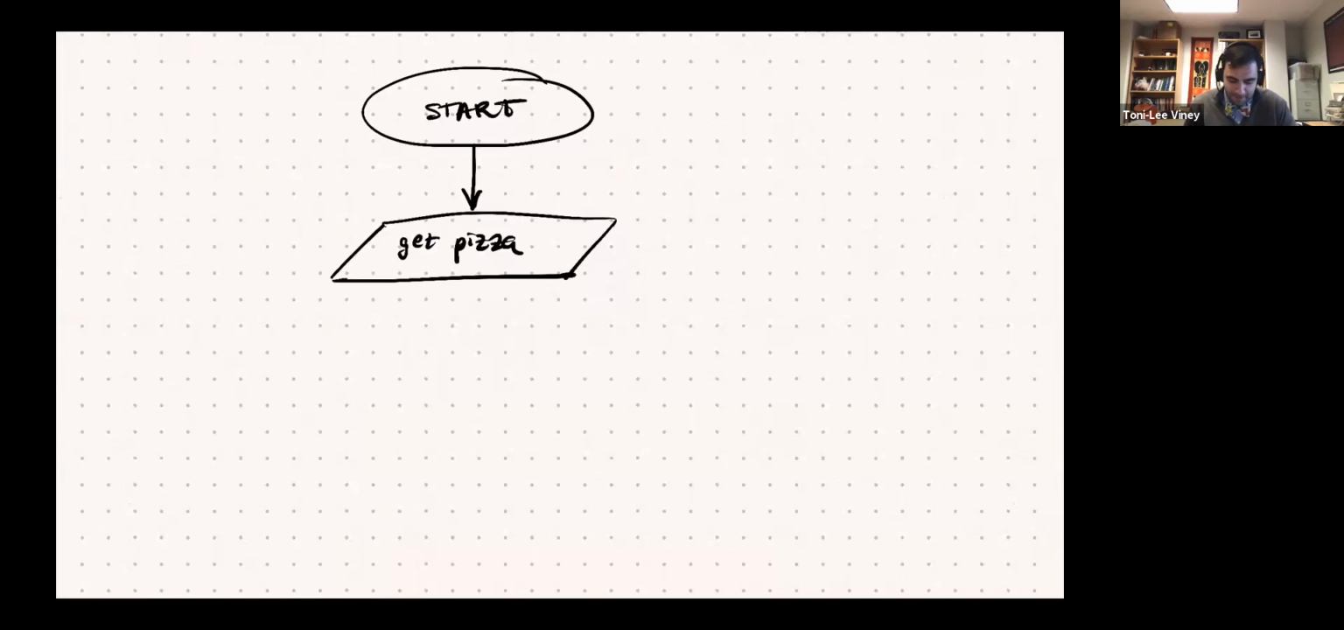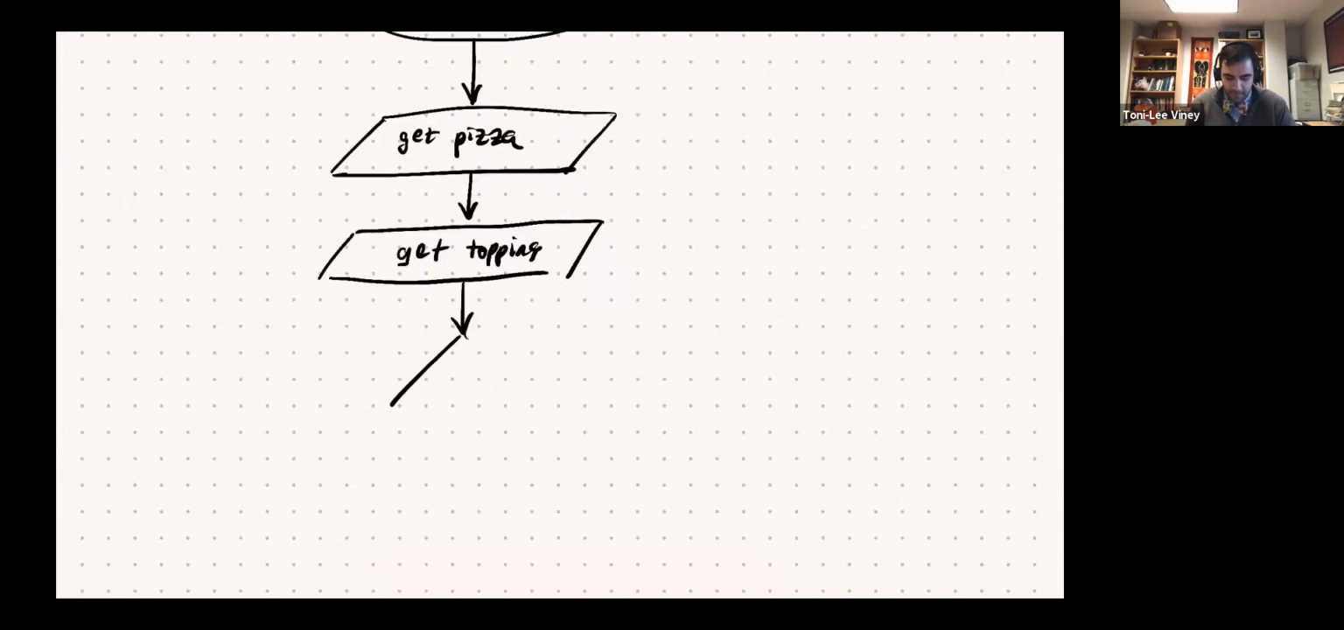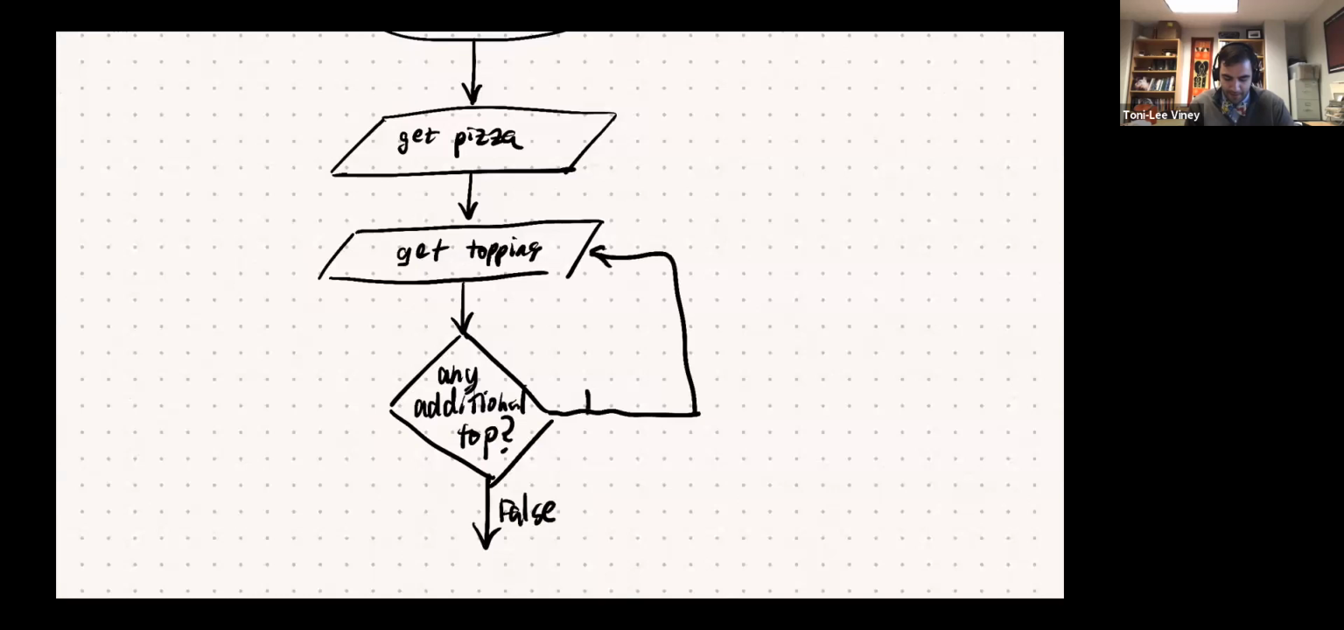All right, so we get our pizza size. Well, then we need to get, what toppings do you want? So we'll say get topping. Then we need to ask a question, so we do that as a rhombus. And we'll say, any additional toppings? If the person says no, that evaluates to false, we can continue. If it's true, we need to go back here and get the toppings.